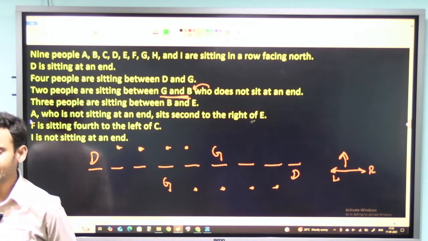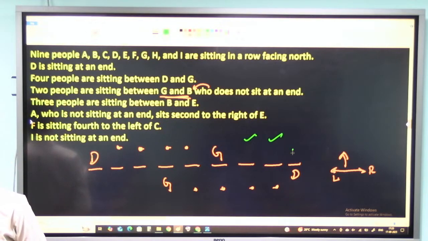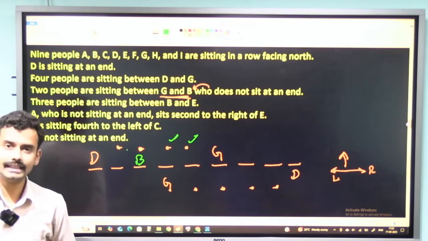Now if I consider 1, 2, B here, B cannot come here because B will be sitting at the end, and the question is very specifically saying that B cannot be at the end. So I will take it to the other end. So 1, 2, I can consider B here. Now both the conditions are satisfied.